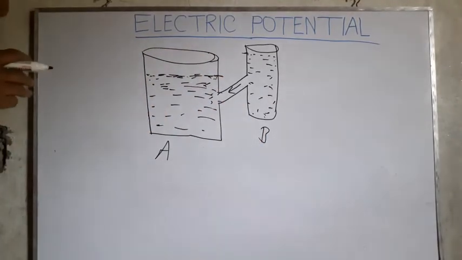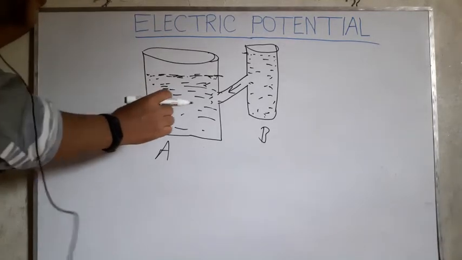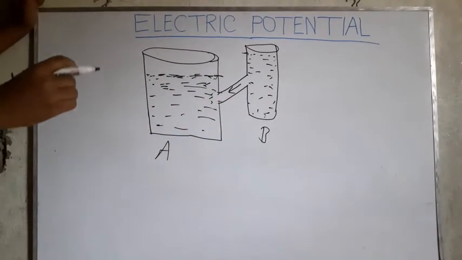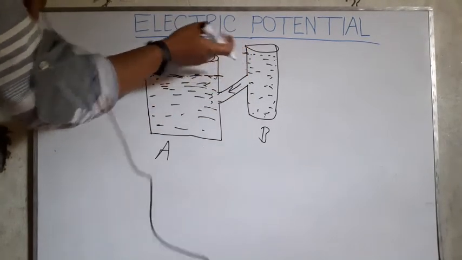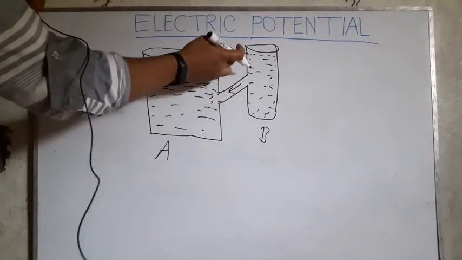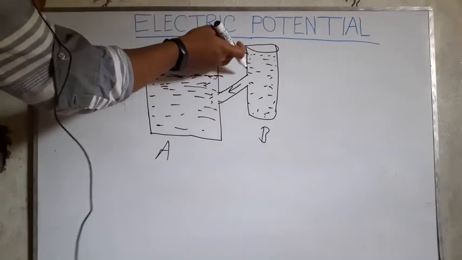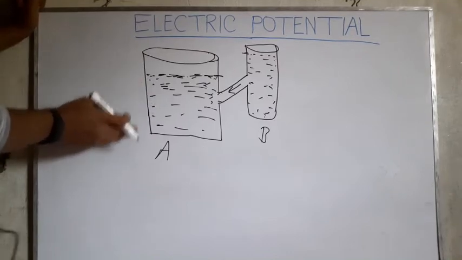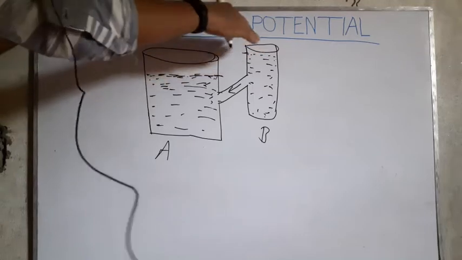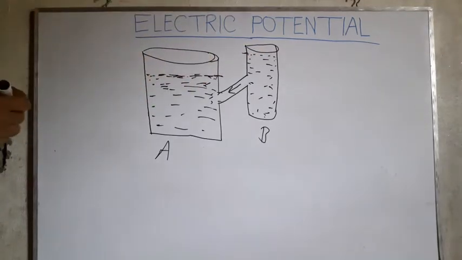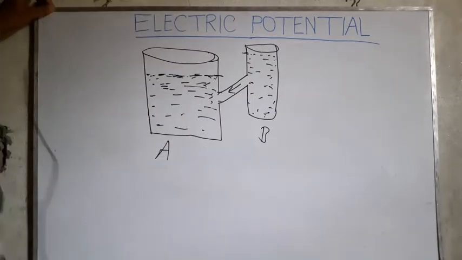Therefore, the flow of water does not depend on the amount of water, it depends on the level or height of the water. Here the height of the water level in B is higher than the height of the water level in container A. Therefore, water will flow from higher height to lower height. The flow of water does not depend on the amount of water, it depends on the height of the water level.